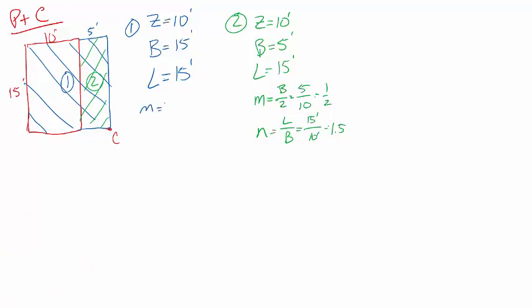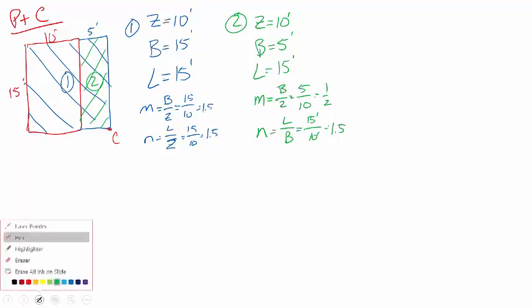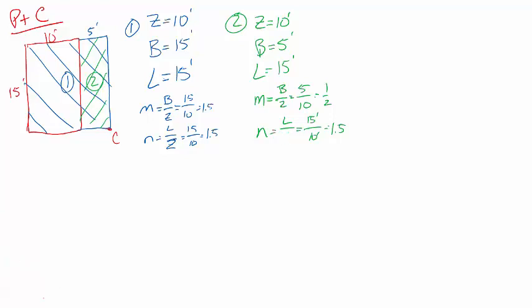M for the first shape, again, is B over Z, which is 15 feet over 10 feet, which is 1.5. And N is L over Z, which is the same. I apologize for this. This should be Z.